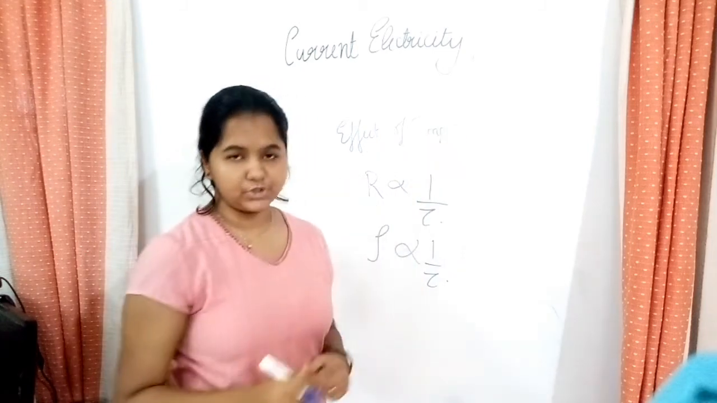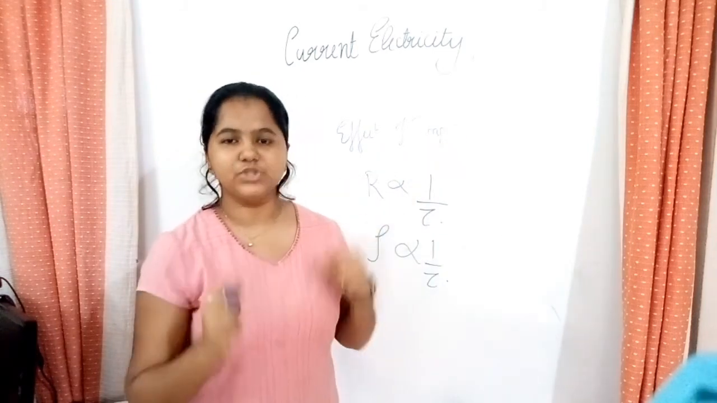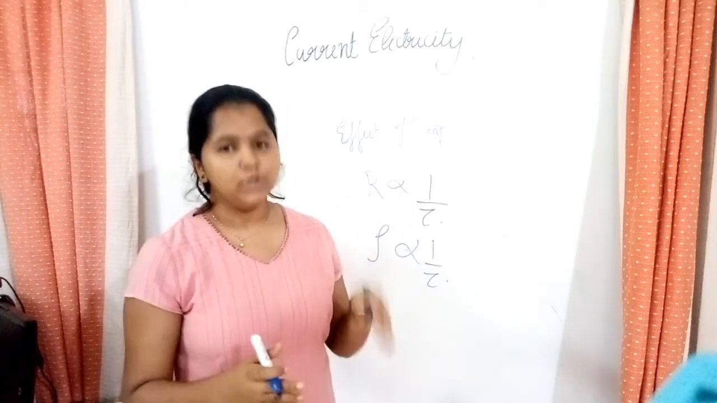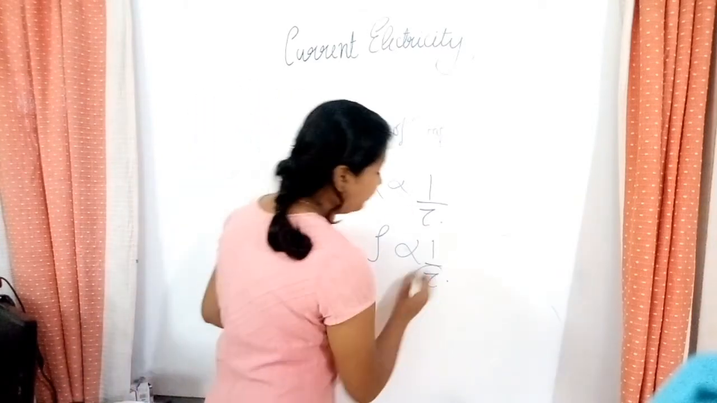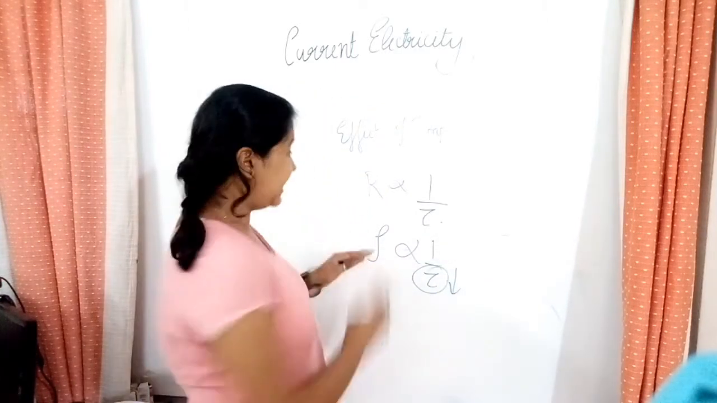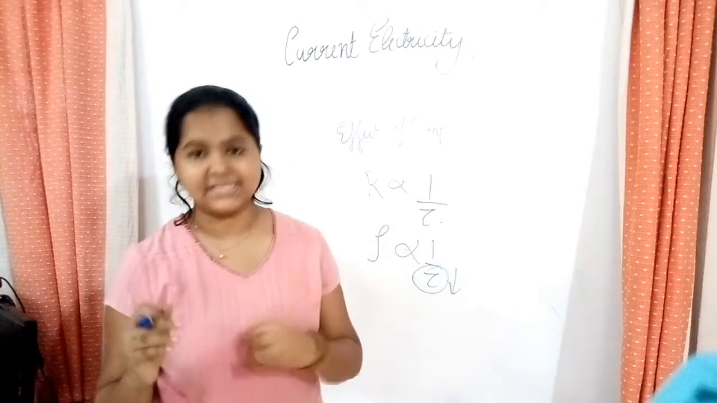So if temperature in a metallic conductor increases, what would happen? Collisions would be faster. So what would happen? τ will decrease. Relaxation time would decrease. So I said resistance and resistivity are inversely proportional.